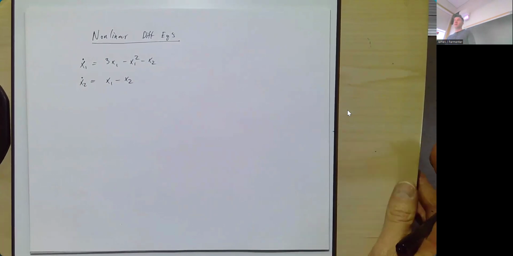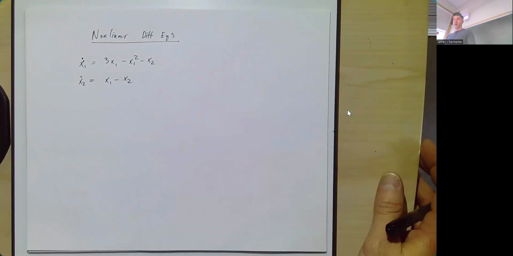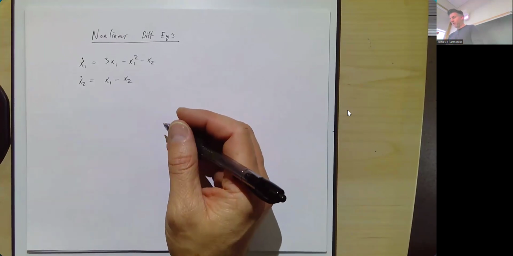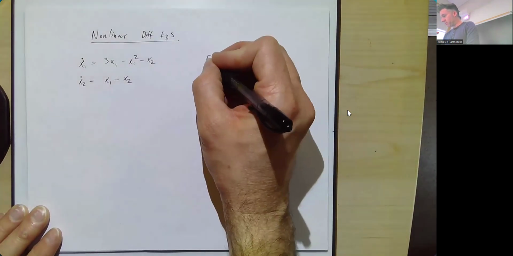Cool, definitely nonlinear. You've got x1 squared, making that first equation nonlinear, so the whole thing's nonlinear. Basically, if you see anything where it's a power other than 1, or even if you have x1 times x2, even though those are both raised to the first power, their product is not a linear thing. So let's start off by finding the equilibria.